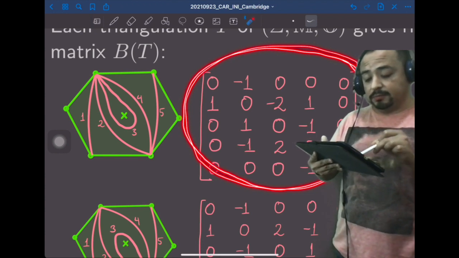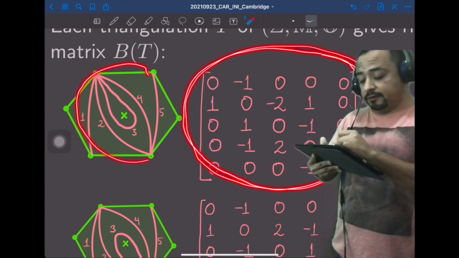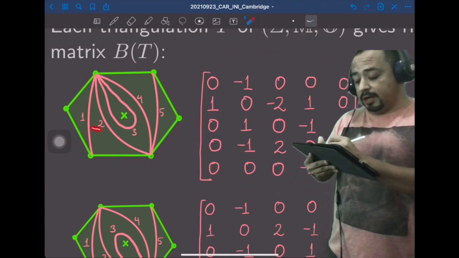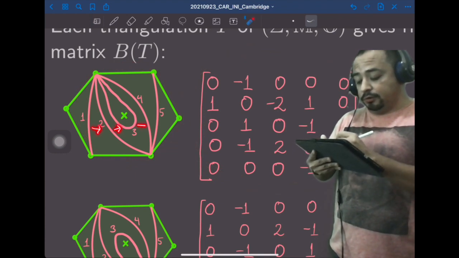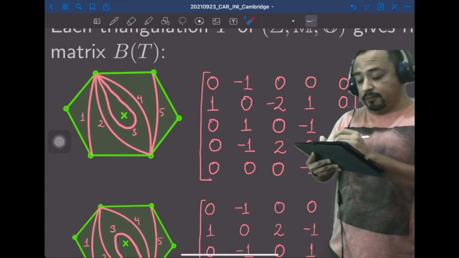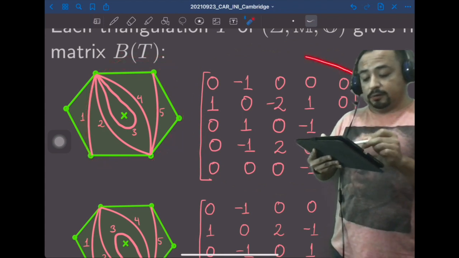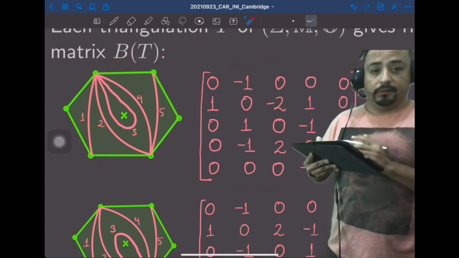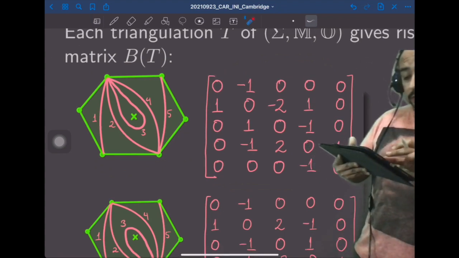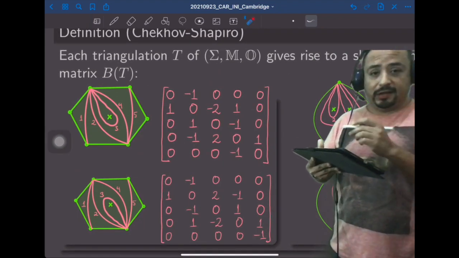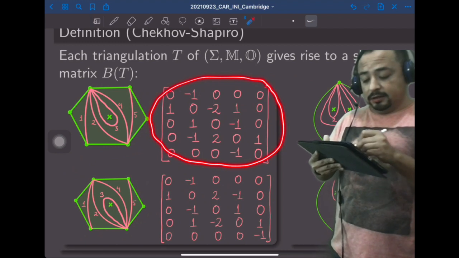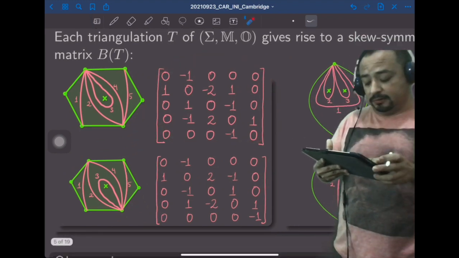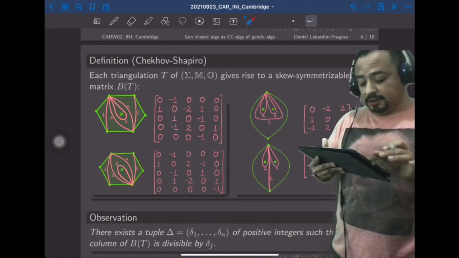But one way to read this skew symmetrizable matrix from the triangulation is by first placing some valued quiver here, and then from the valued quiver one just reads off the matrix, right? So that's at least the way I compute these matrices when I sit down to do examples.